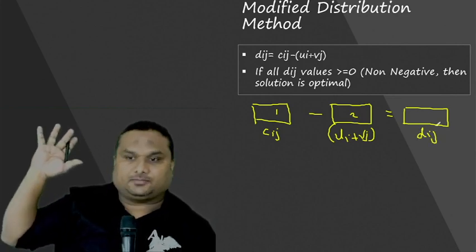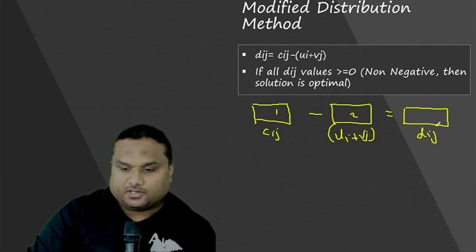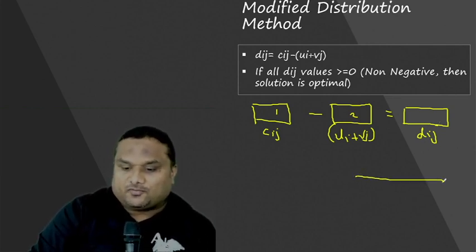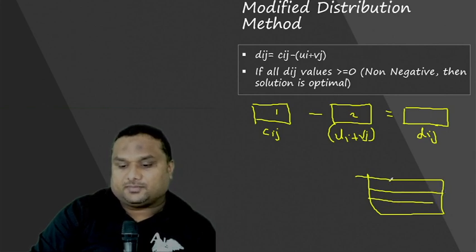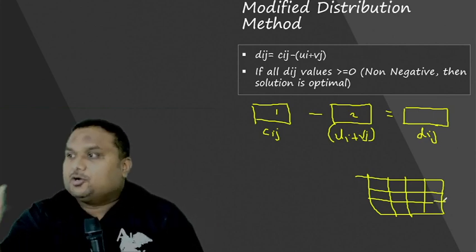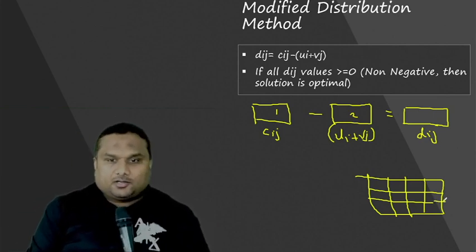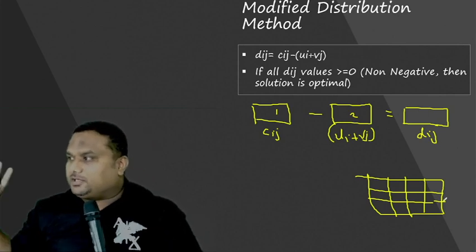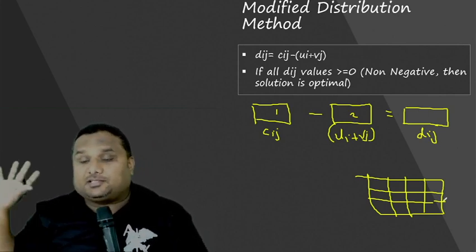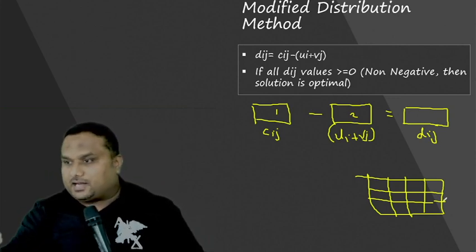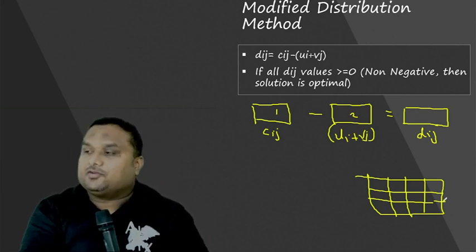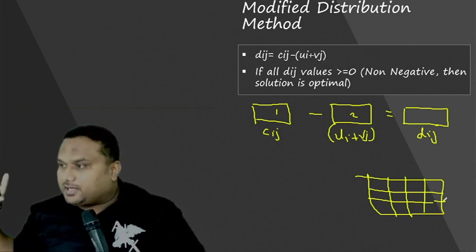Everybody following? Comfortable? If all the values in the Dij matrix are greater than or equal to 0, or simply non-negative, none of the values negative, then our answer is the best. If any of the values is negative, our answer is not the best, and we will be able to reduce the cost further.